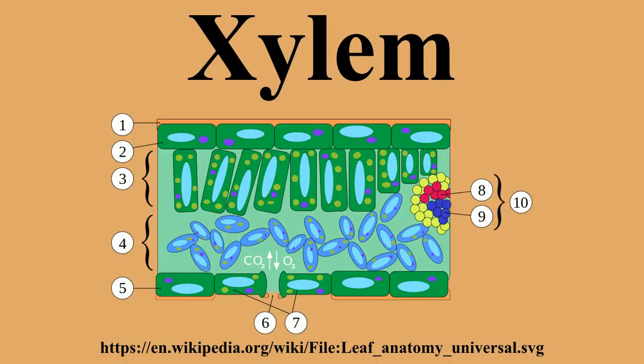Xylem is one of the two types of transport tissue in vascular plants, phloem being the other. The basic function of xylem is to transport water from roots to shoot and leaves, but it also transports some nutrients. The word xylem is derived from the Greek word xylon, meaning wood. The best known xylem tissue is wood, though it is found throughout the plant.